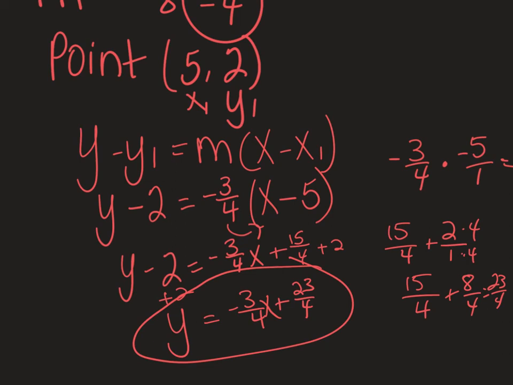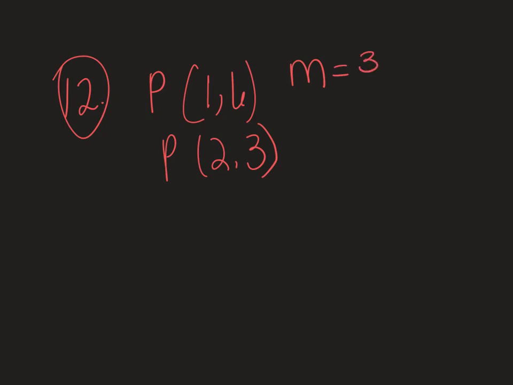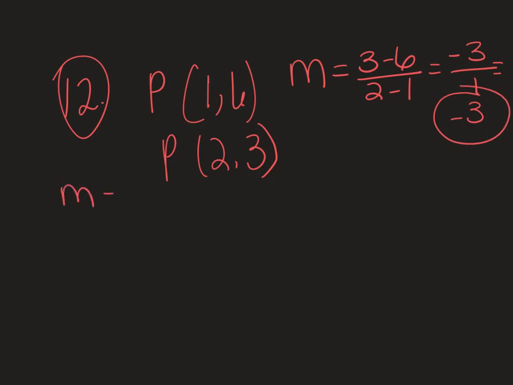Let's move down and do number 12. Okay, and then that will finish us up for now, and then we will give you some more practice and see how we do. So your first point is 1 and 6. Your second set of points are 2 and 3. Now, here you have to find your slope. So 3 minus 6 over 2 minus 1. Okay, so 3 minus 6 would be a negative 3 over 2 minus 1 would be a positive 1, which equals negative 3. So your slope here now is negative 3.